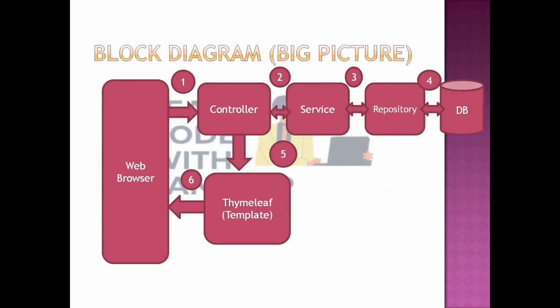Then the second slide is the block diagram of Spring MVC. I will explain this block diagram. Firstly, we get the request from the web browser, like Google Chrome. For example, I give the ID of 1 and ask for the data of ID 1. The request goes to the controller through the dispatcher servlet.